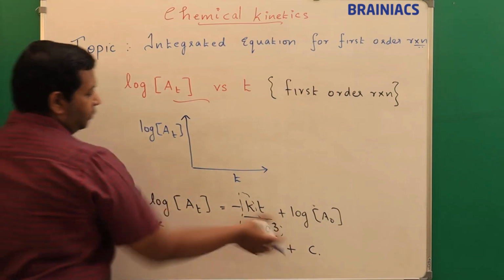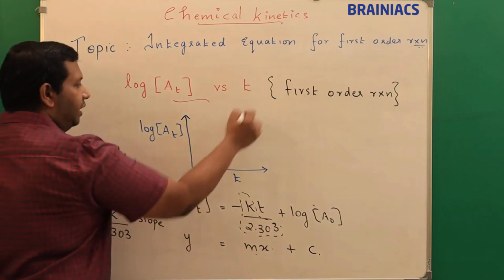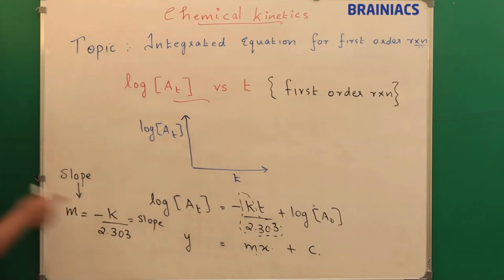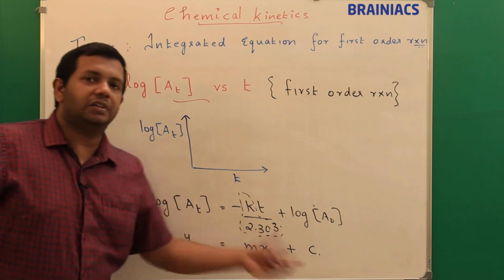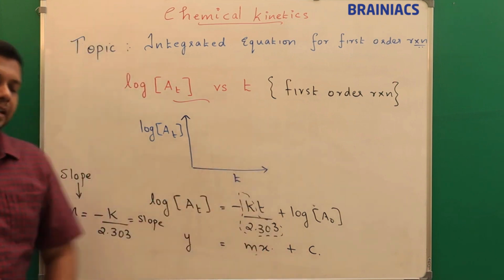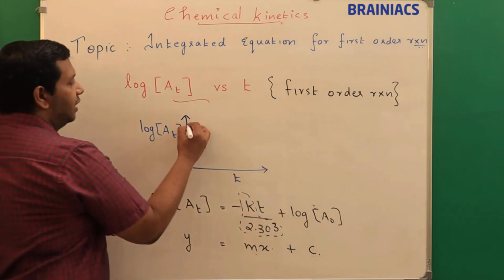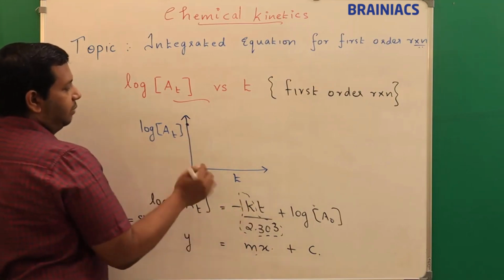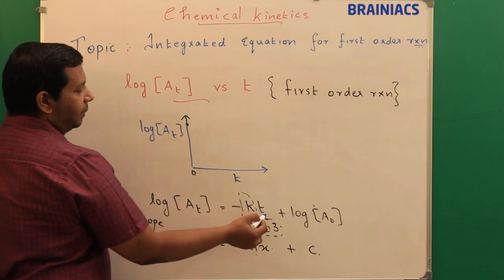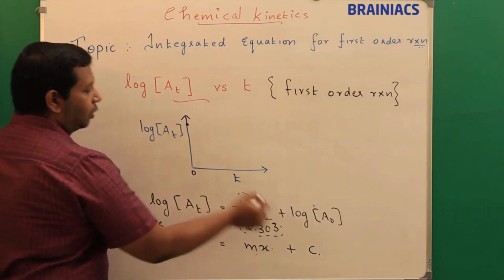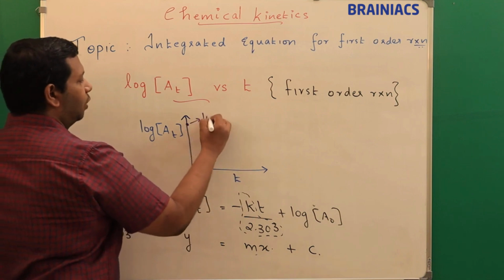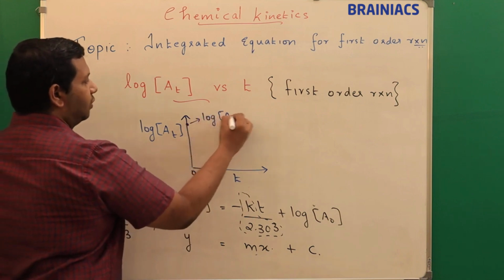Y is equal to mx plus c. It is a straight line. Usually it will increase, but here the slope is negative. Slope you can see is minus k by 2.303. So it will initially have some fixed value, and thereafter it keeps on decreasing. So this is the initial fixed value when time t is equal to 0. At time t is equal to 0, this whole term will become 0 and only the log a of 0 is there. So this is log a naught, the initial concentration.